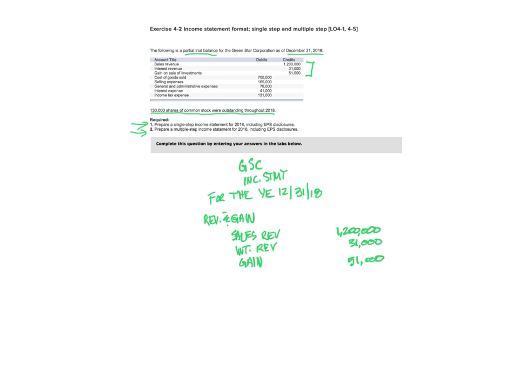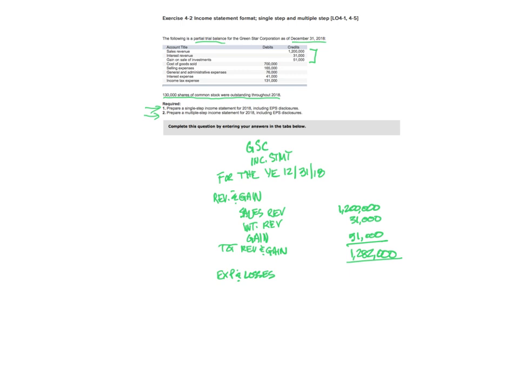We'll now go on to our expenses and losses. Before we do, let's go ahead and subtotal our revenues and gains. So we'll say total revenues and gains. This gives us 1282. We'll now list out all of our expenses and losses apart from income tax expense. Because remember, even in the single step income statement, we still report income tax expense separately so we can do a comparison across companies. So we have cost of goods sold.